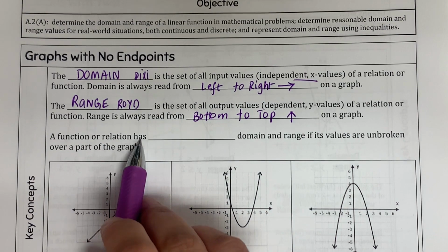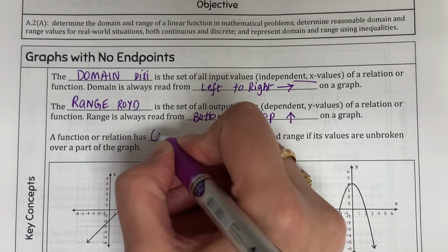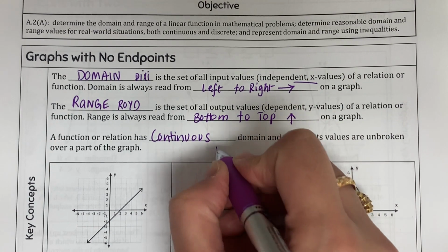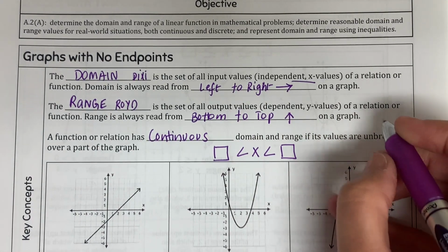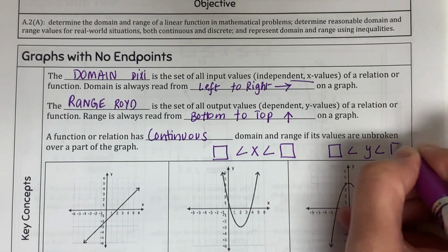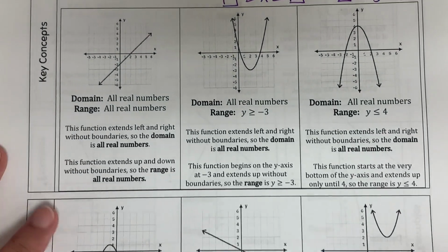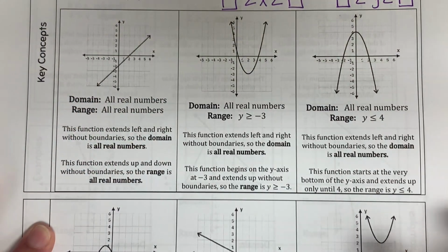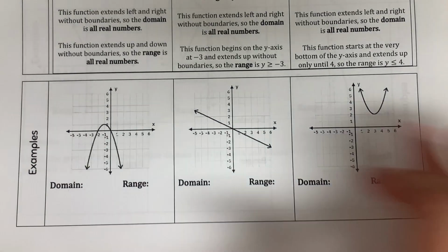A function or relation has blank domain and range if all the values are unbroken and over a part of a graph. Continuous. So when you have continuous, we write our notation in the boxes or as inequalities. So that's for domain, and then the range is gonna be the same way with the Y. You can read this on your own.